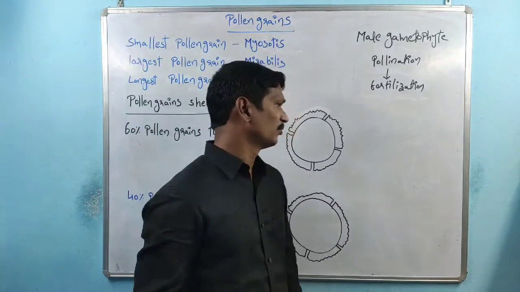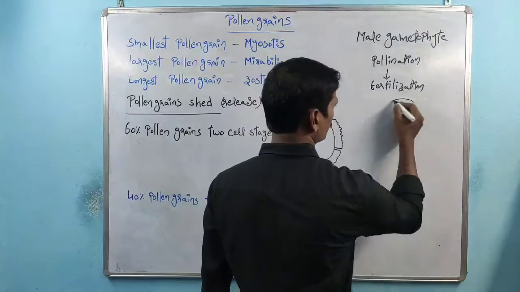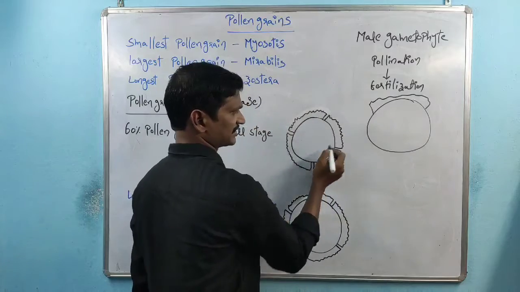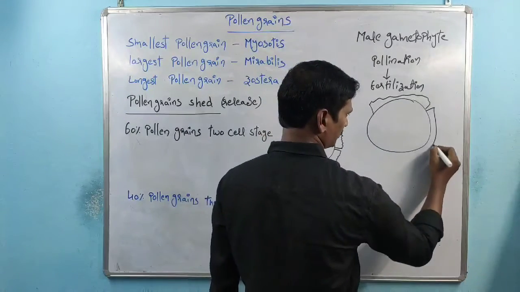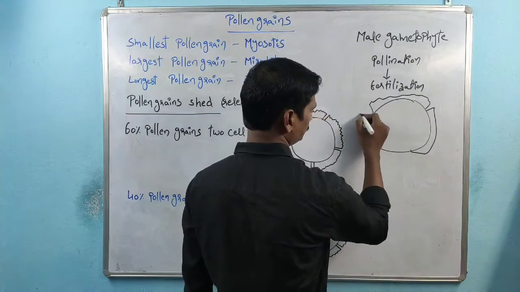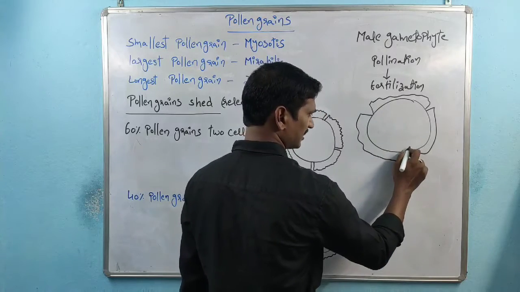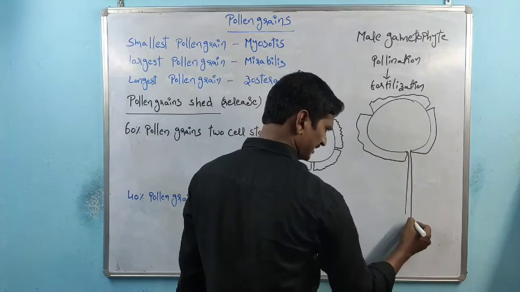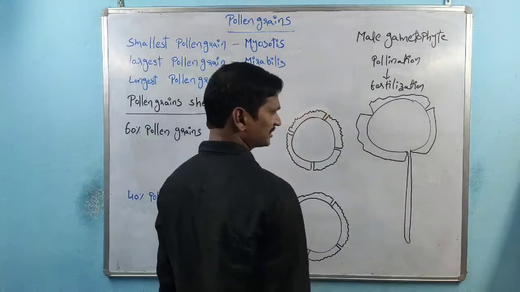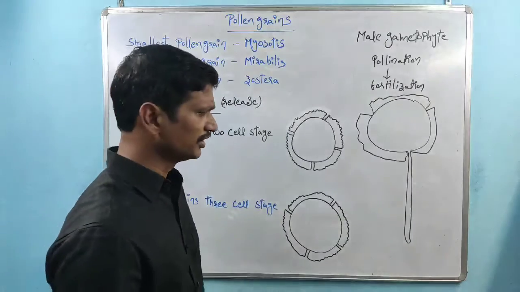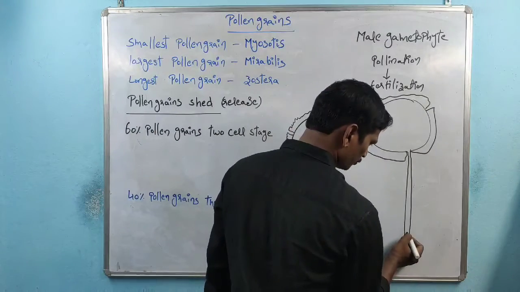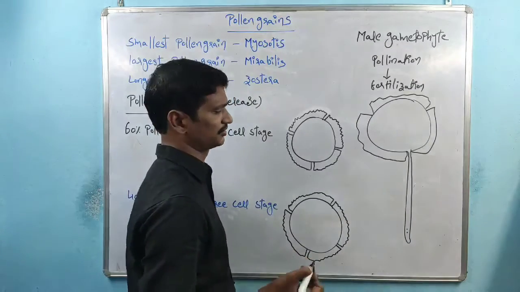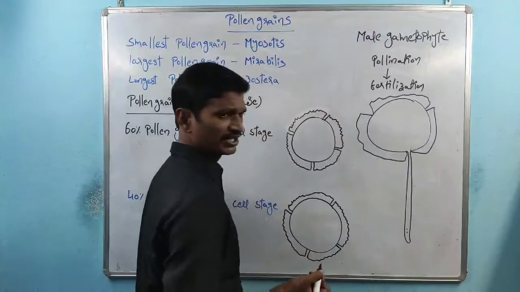After the pollination, take this pollen grain. The outermost part is called the exine. Inside, there is a smooth layer called the intine. The intine continuously forms a tube-like structure called the pollen tube. Inside the pollen tube, there are two male gametes present. These two male gametes are involved in the fertilization process.